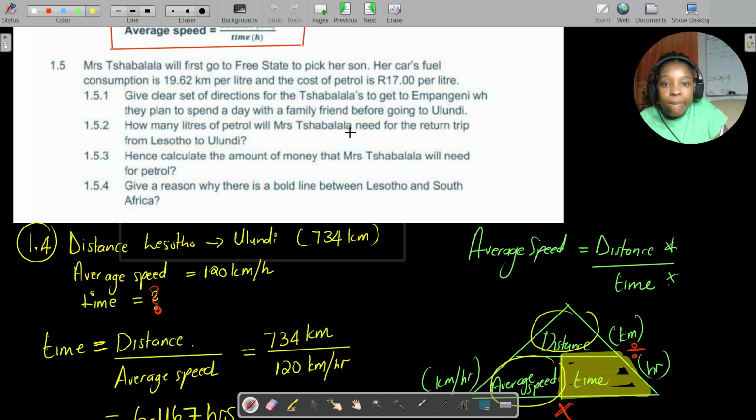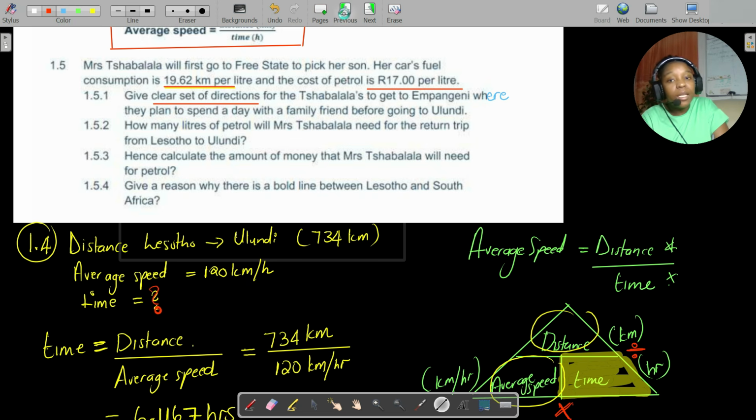Her car's fuel consumption is 19.62 kilometers per liter. So that's just giving us the consumption of a car. And the cost of petrol is 17 Rand per liter. Give a clear set of directions for Mrs. Shabalala to get to Mpangeni, where they plan to spend a day with a family friend before going to Ulundi. So now this question is asking us to give a clear set of directions.